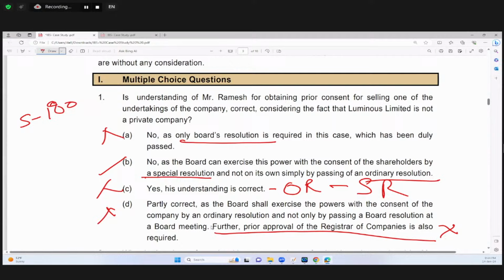For certain powers, the board of directors has to go to the company. Since this provision is based on selling or disposing of the undertaking, where the investment of the company exceeds 20%, the board of directors has to go to the shareholders, to the general meeting. They have to conduct a general meeting and send a notice, and in that notice we have to mention that a special resolution is required. If the shareholders in the general meeting pass that resolution by a 75% majority, only then can the company sell its undertaking.